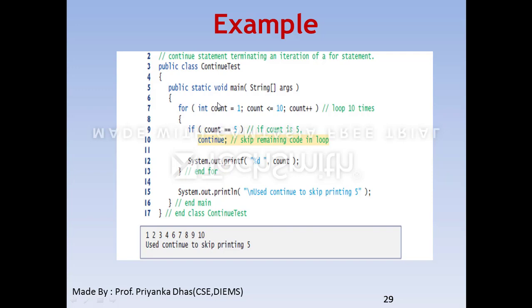So the next counter will be 6, so 6 will get printed. For this, what is the expected output? 1, 2, 3, 4, 6, 7, 8, 9, 10. So continue is used to skip printing 5. This is how continue statements are used.